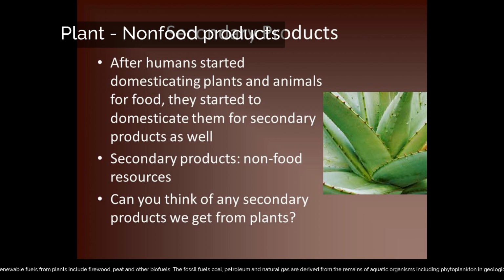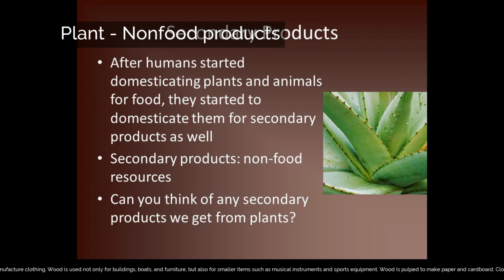Renewable fuels from plants include firewood, peat and other biofuels. The fossil fuels coal, petroleum and natural gas are derived from the remains of aquatic organisms including phytoplankton and geological time. Structural resources and fibers from plants are used to construct dwellings and to manufacture clothing.